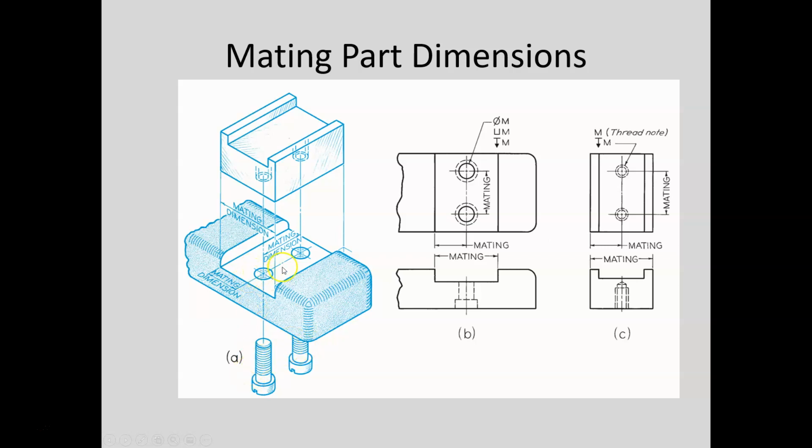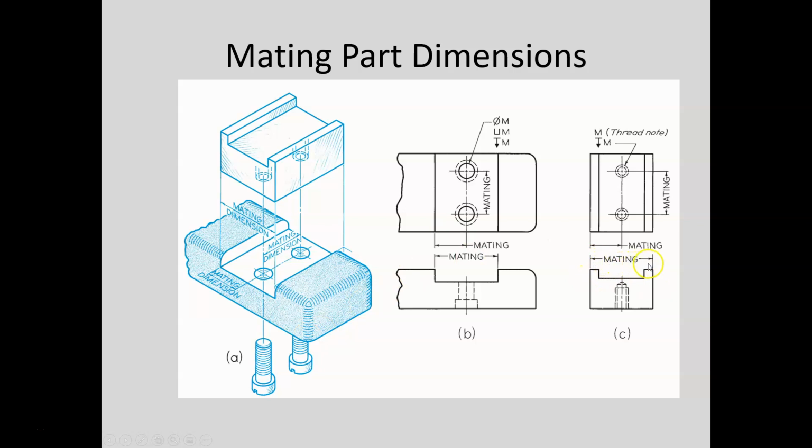So these mating parts, here we have a rectangular mating part going into a negative rectangular feature. Positive cylindrical features going into negative cylindrical mating features. From a dimensioning point of view, you dimension the diameter of the bolt in this case, and it goes into the diameter of the hole, right? So those are mating dimensions.